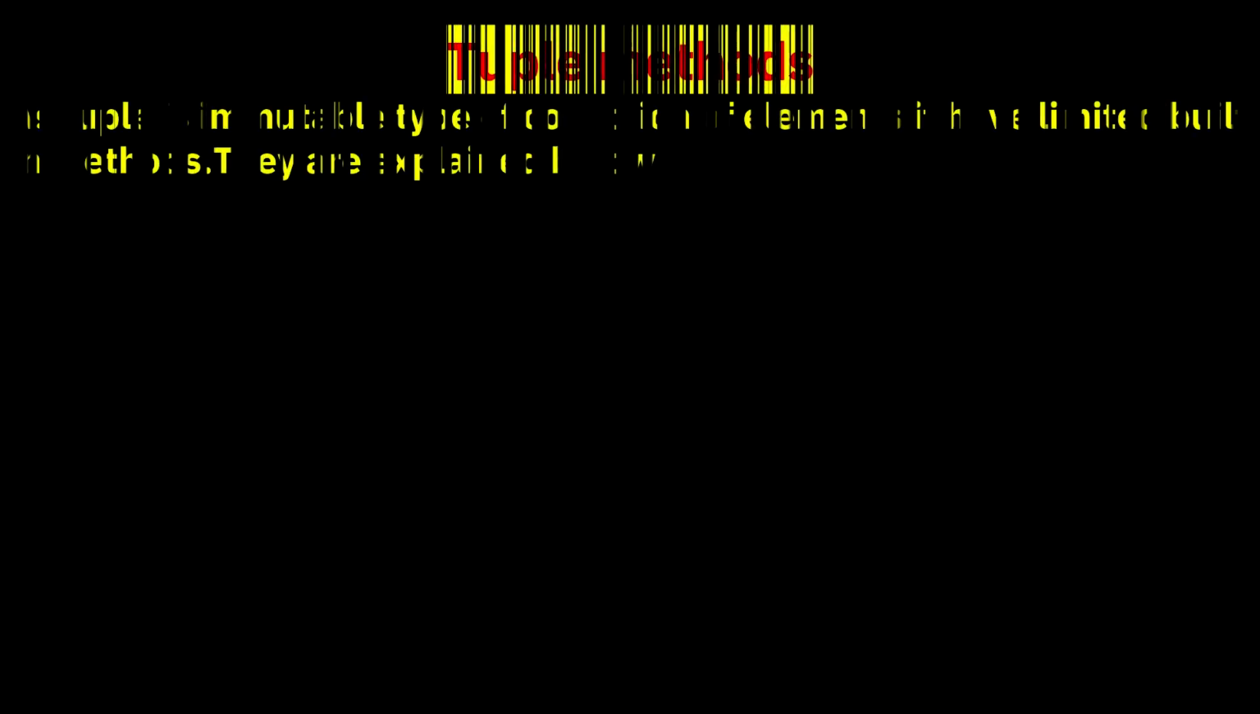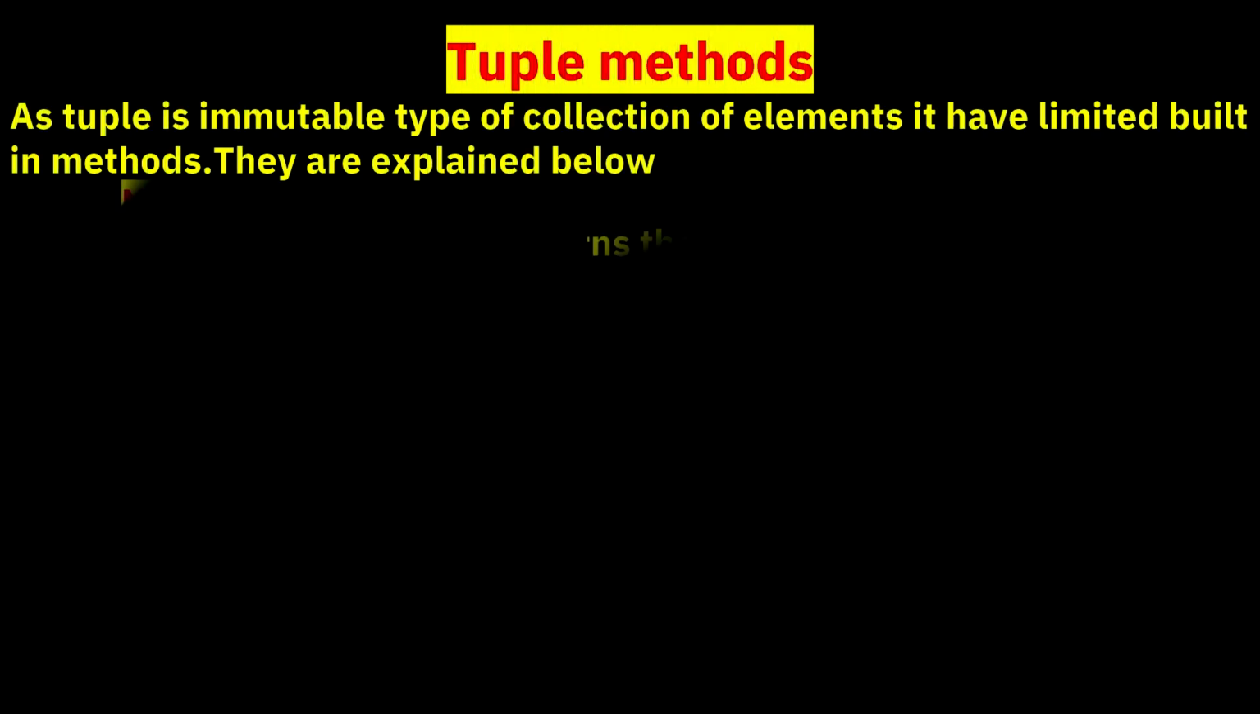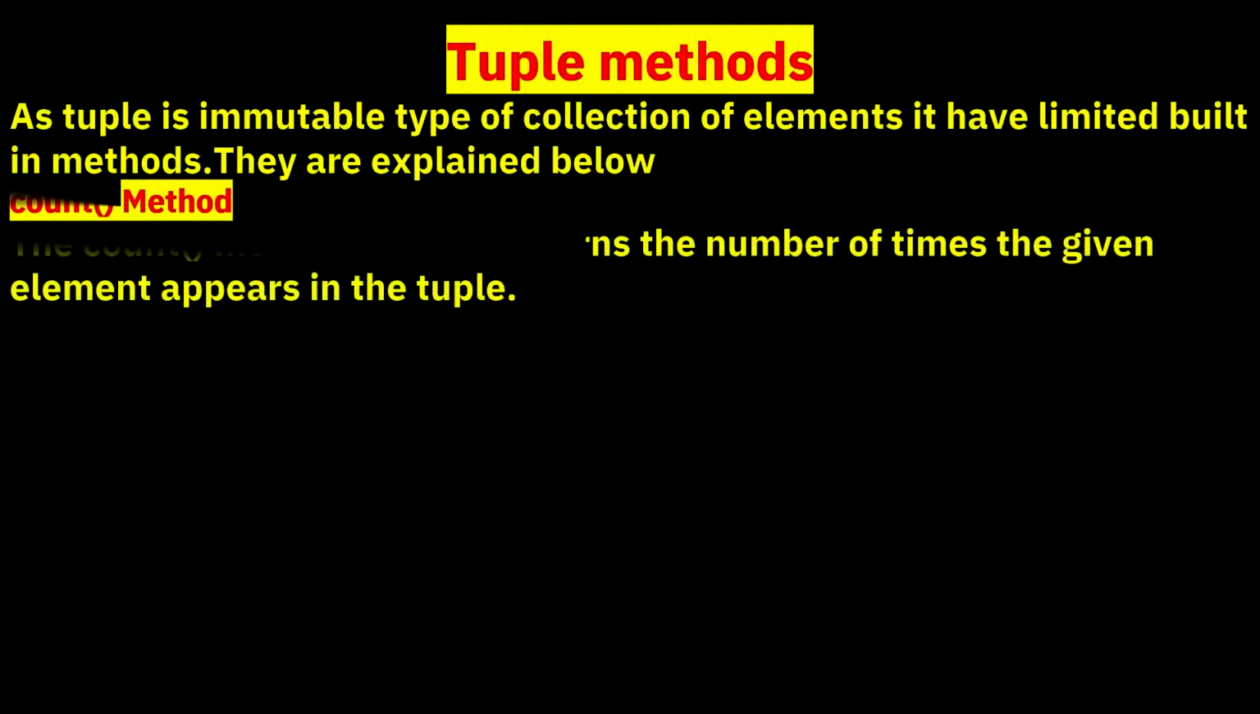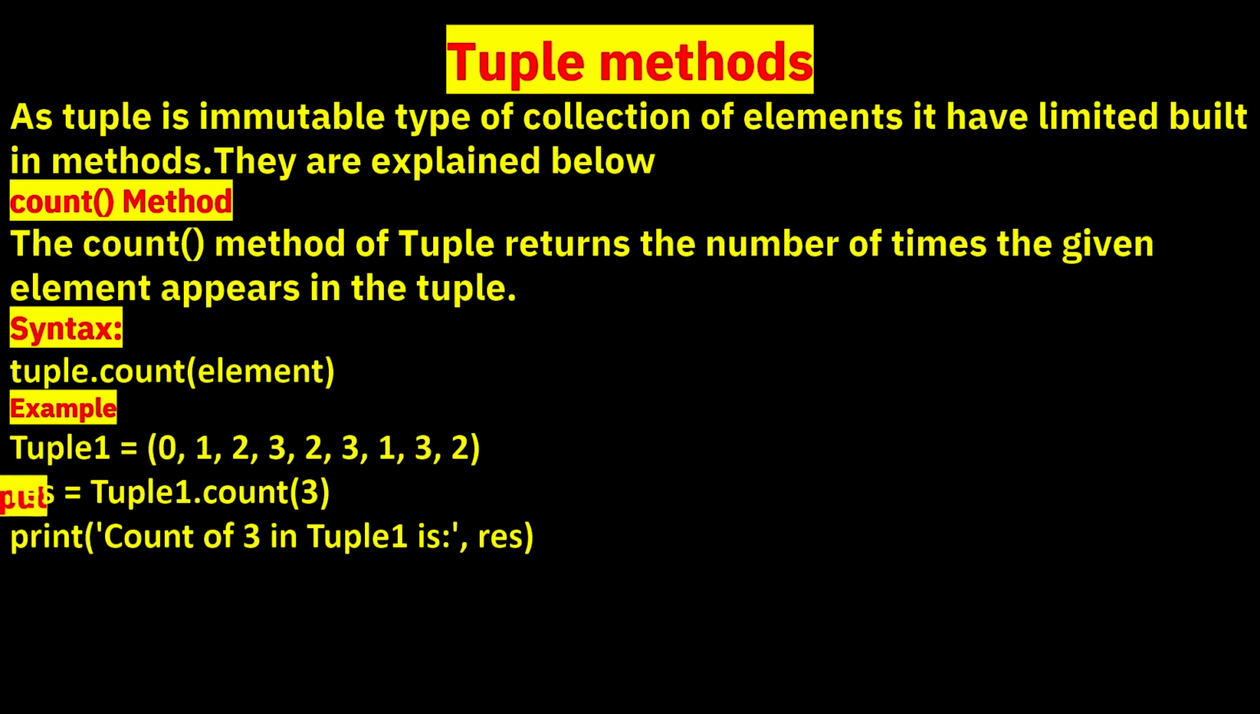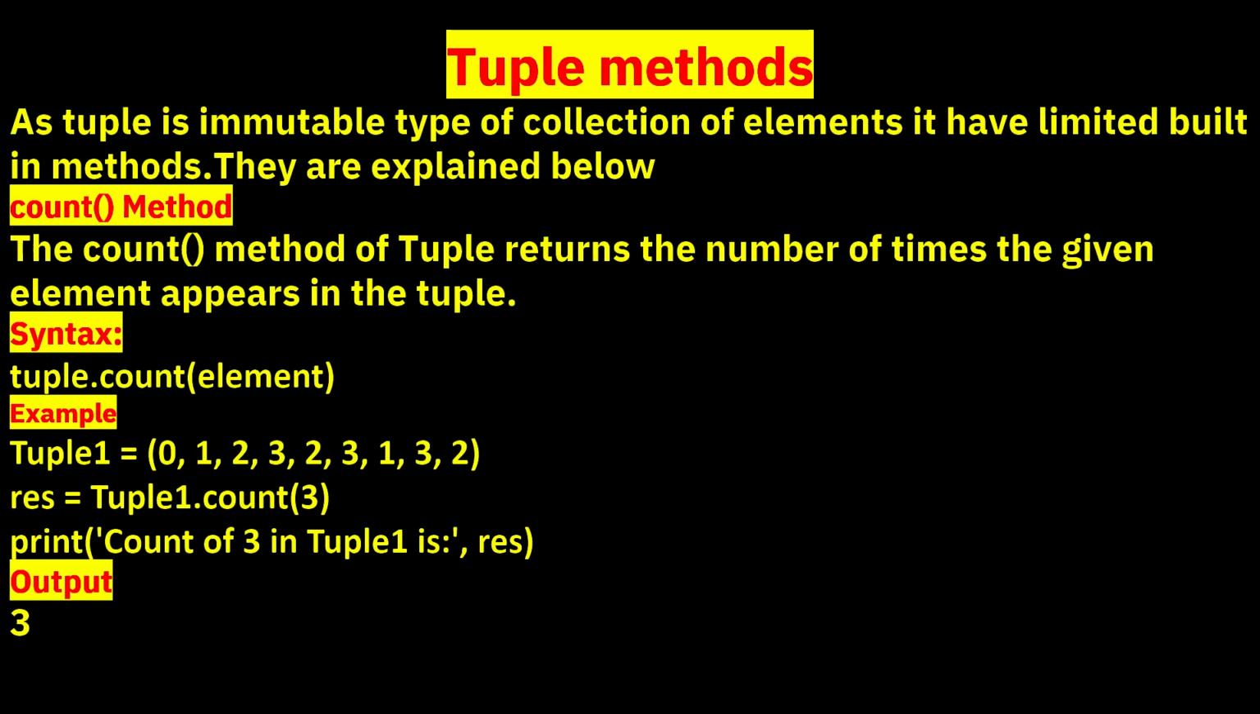Tuple methods. As a tuple is an immutable type of collection of elements, it has limited built-in methods. They are explained below. Count method. The count method of a tuple returns the number of times the given element appears in the tuple. Syntax.